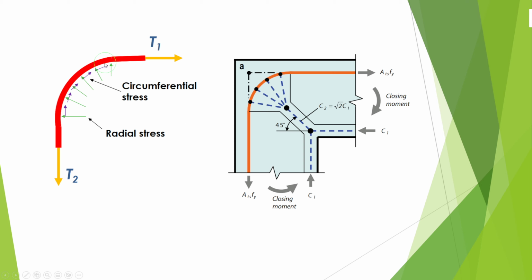So here we have to satisfy a certain length to make this area safe against bearing and to transfer the loads from one point to another safely. This is common and can most likely be found in the beam-column joint. If this is the beam and this is the column, here we have a moment and we have to transfer the moment from the beam to the column.